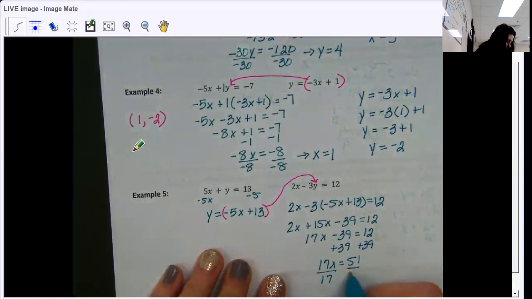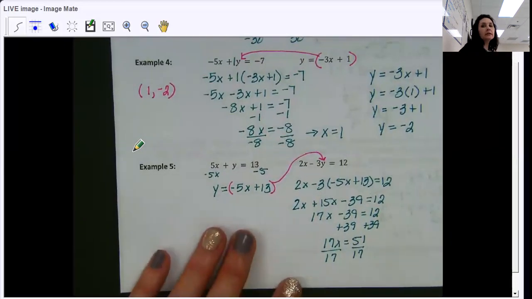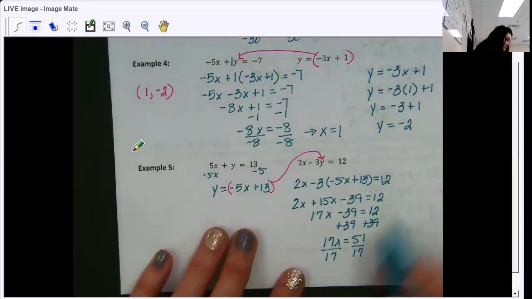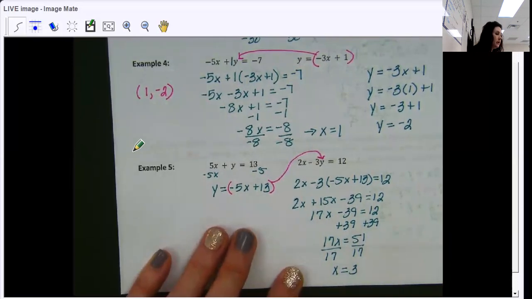This is a tricky one because a lot of people think that 51 is a prime number, and it's not. 51 is divisible by 17 3 times. Okay, so x equals 3.